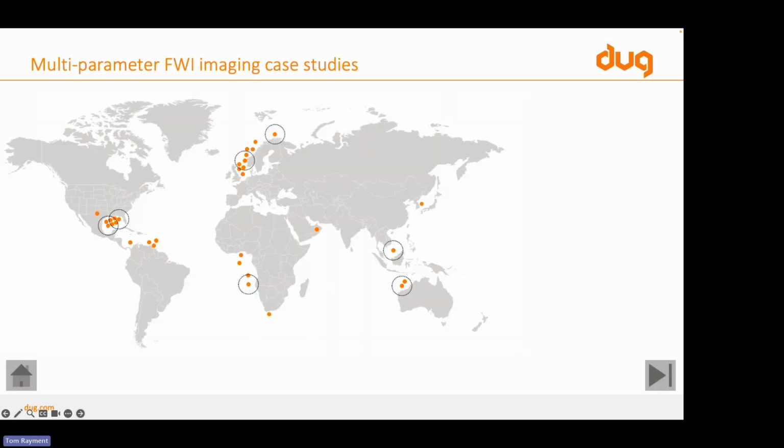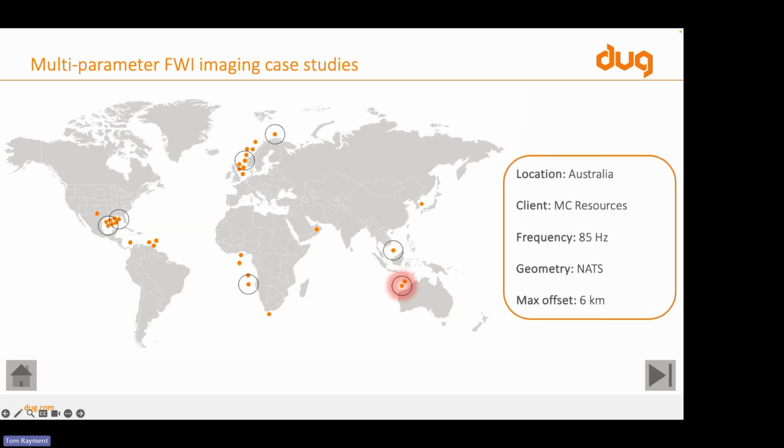In fact, it's a technology that we've applied to over 30 data sets worldwide now, and we can take a look at some examples from those. Now we're going to start with one of our earliest projects, and we've shown this a few times, but it's nice to demonstrate the full range of outputs and what you can do with this approach. It's from Western Australia, where we ran our MP-FWI imaging up to 80 Hertz. It's a conventional narrow azimuth towed streamer data set with a 6-kilometer maximum offset.